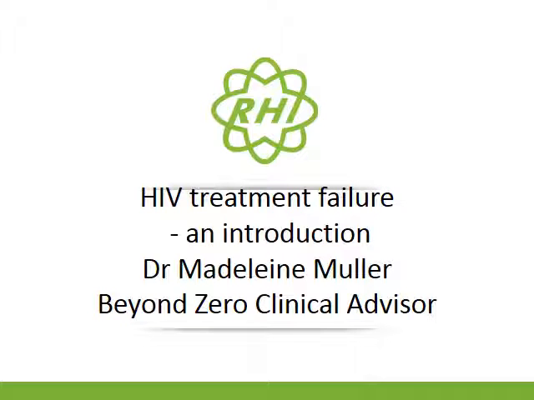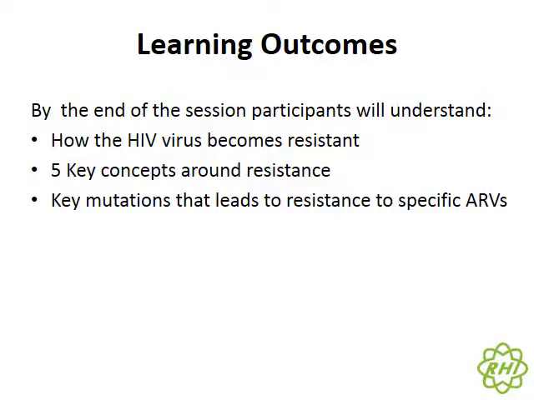Welcome to this Beyond Zero e-learning module as part of the Beyond Zero Complicated HIV and TB course. This is a module specifically for people who might have missed this session of the Wits RHI course on complicated HIV and TB. This particular session is going to be an introduction to understanding HIV treatment failure and resistance.